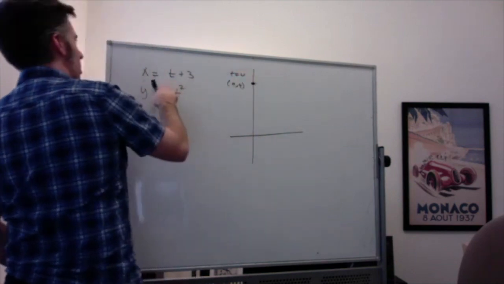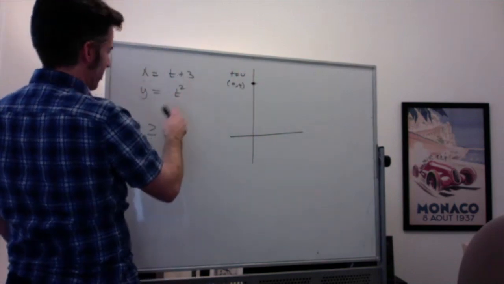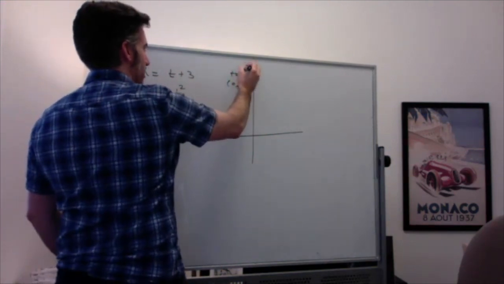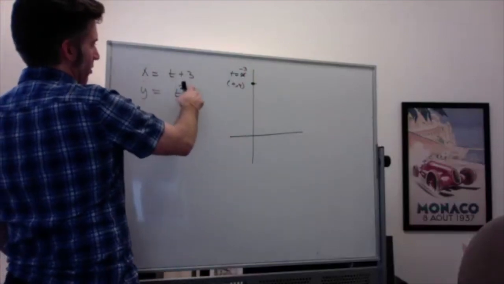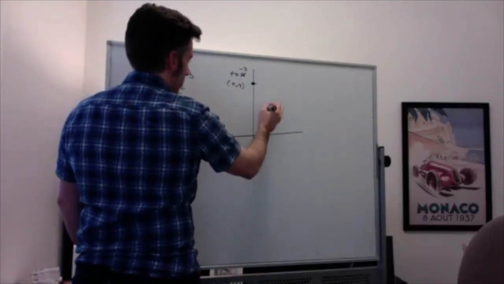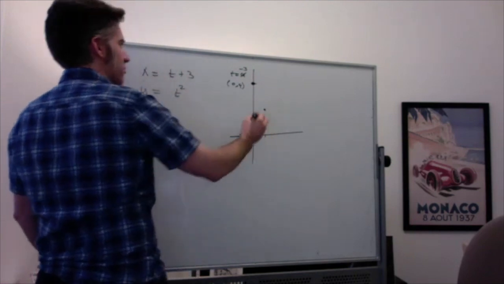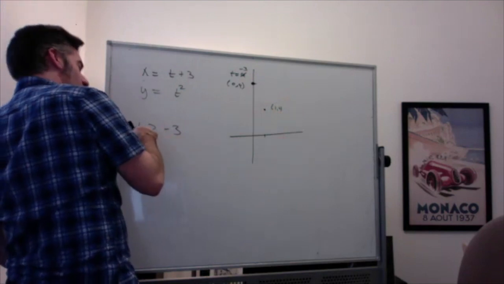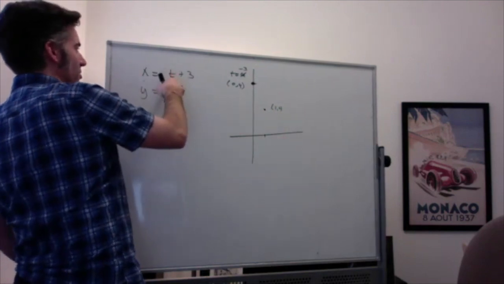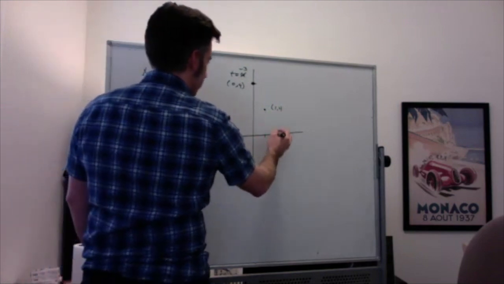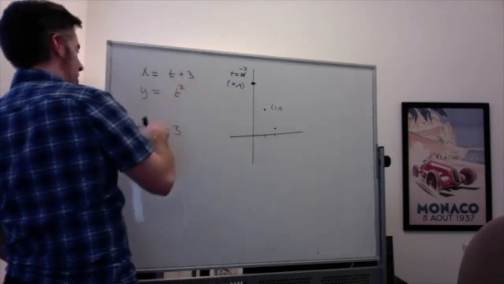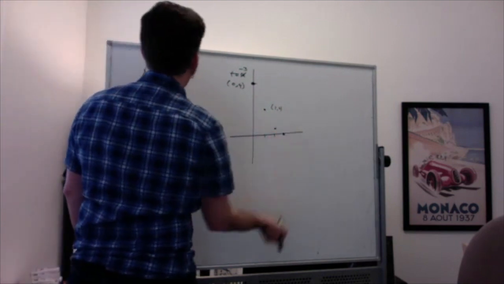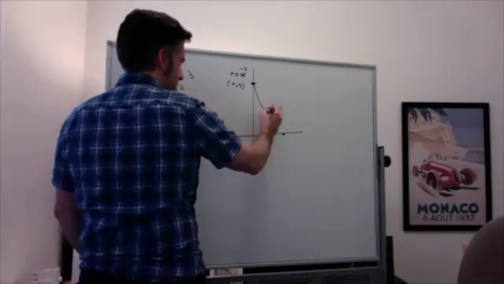And then when time equals -2, I said -3 and I wrote 0, sorry. Time equals -2, x is 1, and y is 4. And when t is -1, x is 2 and y is 1. When t is 0, x is 3 and y is 0. So it's kind of looking like this.